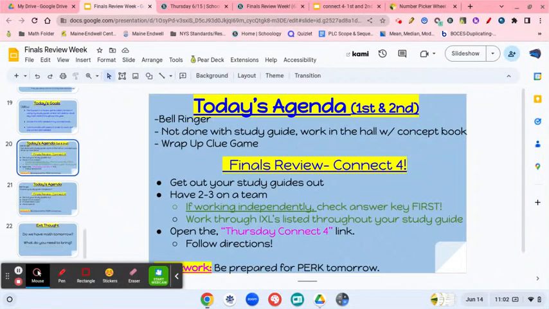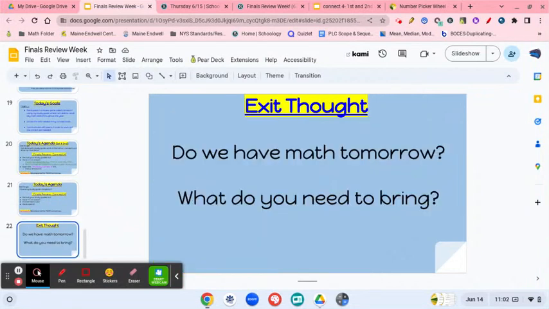You're actively working. Do we have math tomorrow? Nope. What do you need to bring? Stuff for perk. If we are going to go, make sure you have a swimsuit and a towel if you want to swim. If not, you're bringing your lunch and doing the same stuff. Or if you signed up for a lunch, I think you'll get that up in the cafeteria, but either way. All right, guys. Crazy, crazy stuff. Message me if you need anything. I'll see you on Friday.